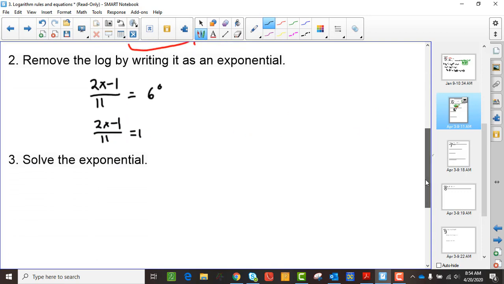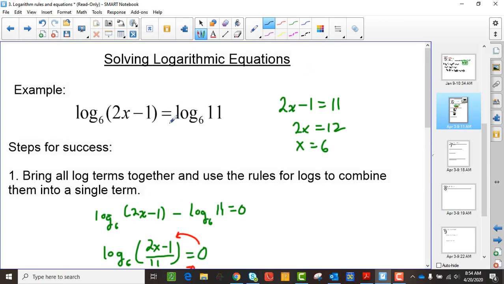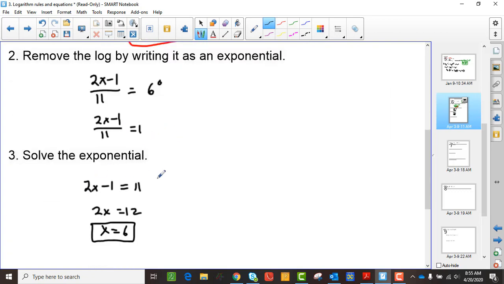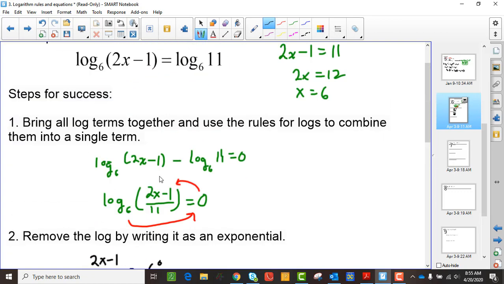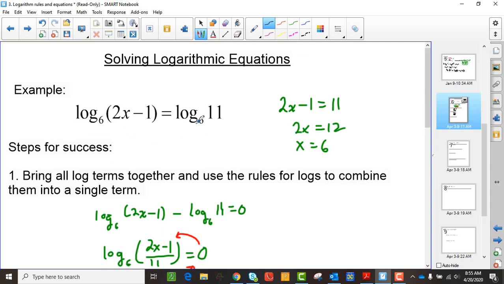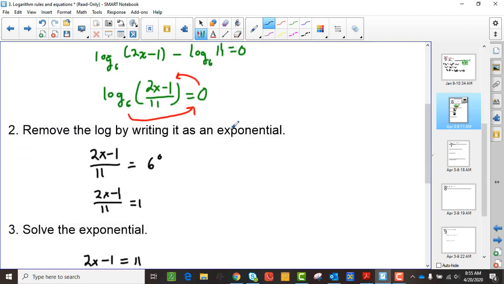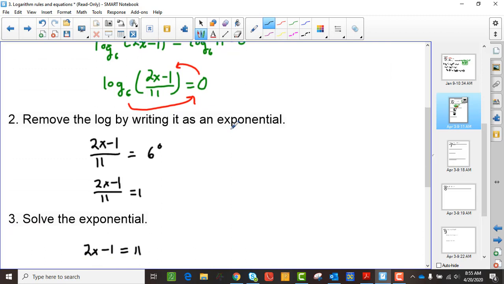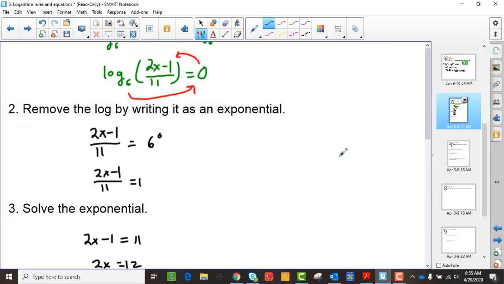And then I solve that. So 2x minus 1 is going to equal 11, which means that 2x is equal to 12, and x is equal to 6. As I said before, you don't have to follow this whole procedure for this question, because you can jump right to 2x minus 1 equals 11, since you have log base 6 on one side and log base 6 on the other. Sometimes you don't, or sometimes you might have a number over here or something like that. So these are the steps that work every time, but you don't always have to go through all the steps. Okay, so let's look at another example.